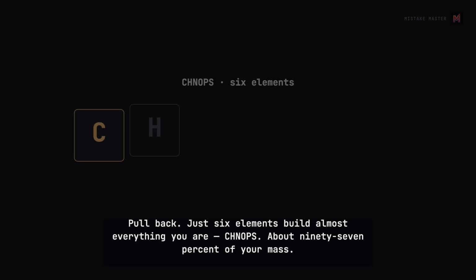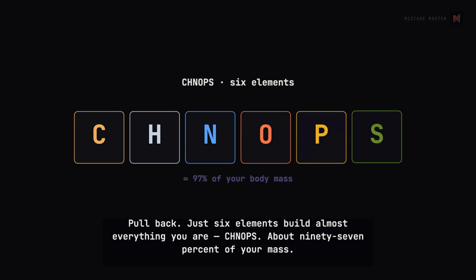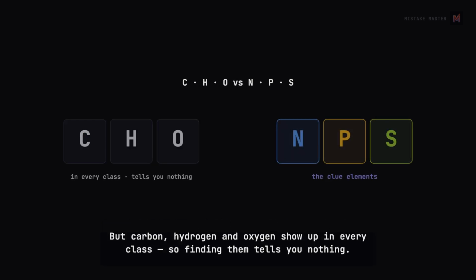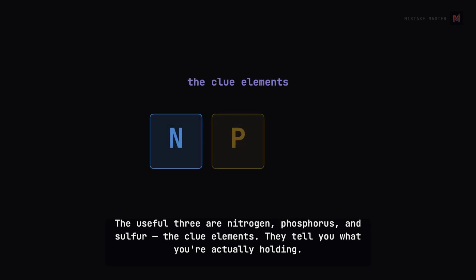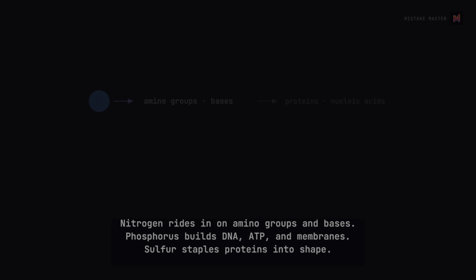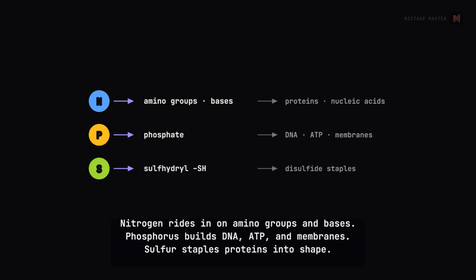Pull back. Just 6 elements builds almost everything you are. About 97% of your mass. But carbon, hydrogen, and oxygen show up in every class, so finding them tells you nothing. The useful 3 are nitrogen, phosphorus, and sulfur, the clue elements. They tell you what you're actually holding. Nitrogen rides in on amino groups and bases. Phosphorus builds DNA, ATP, and membranes. Sulfur staples proteins into shape.